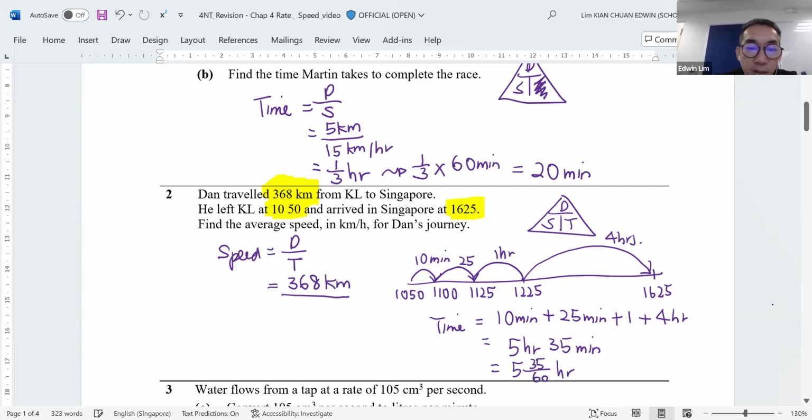Now I have to calculate. I put in the time here: 5 and 35 over 60. With this, I will use the calculator. Fraction sign, 368 divided by 5 and 35 over 60. The average speed I will get is 65.9 kilometers per hour.